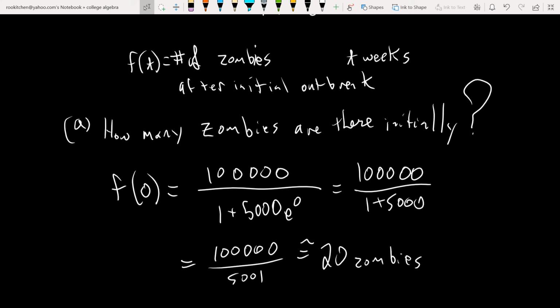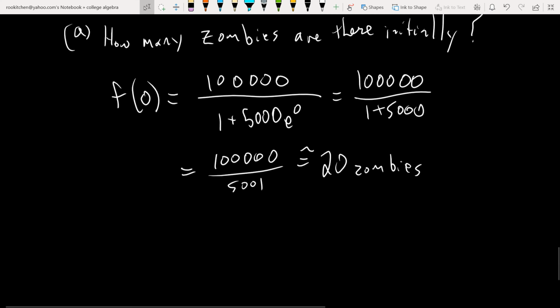Initially there's 20 zombies that have been released, probably by the government. You know, they're doing some experiment, and there's 20 zombies escaped from the lab.